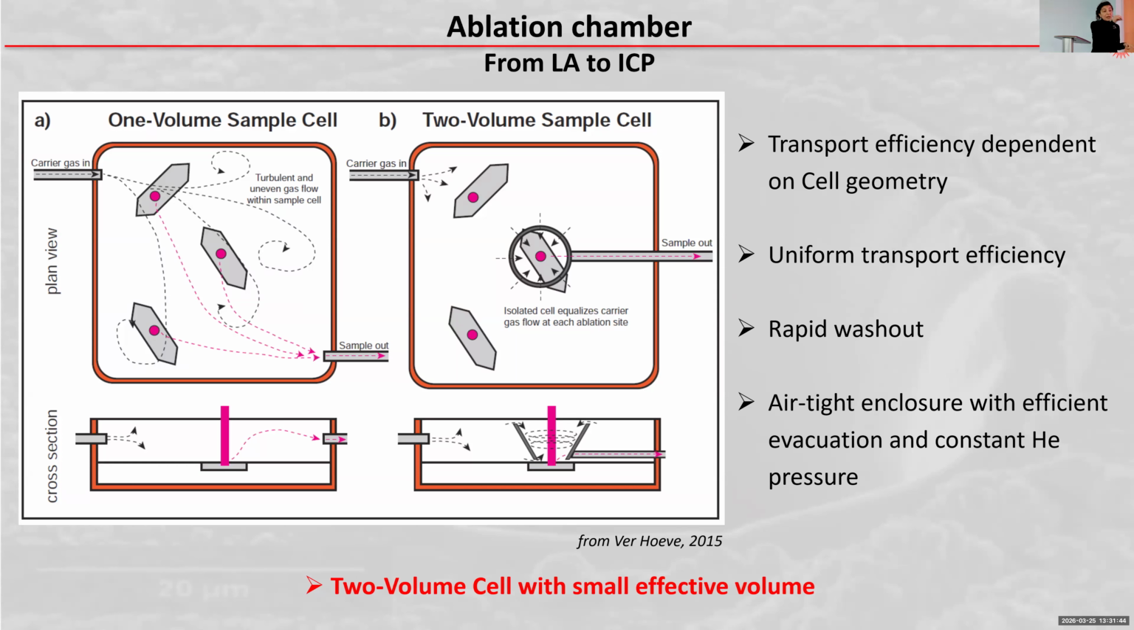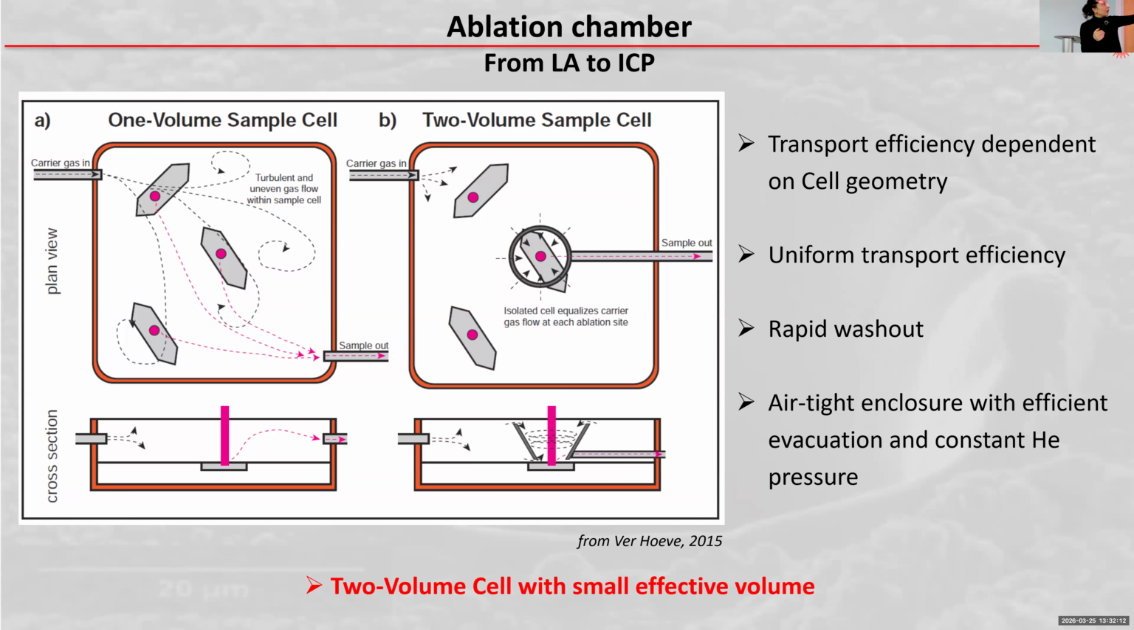People recognize that in every position of the cell, there is a difference in ablation characteristic due to turbulences, due to not favorable or favorable gas transport and gas streams. And then the two-volume cell was designed. And that one has a little funnel in the middle. It's a very, very small ablation chamber that is basically right on top of the ablation site.